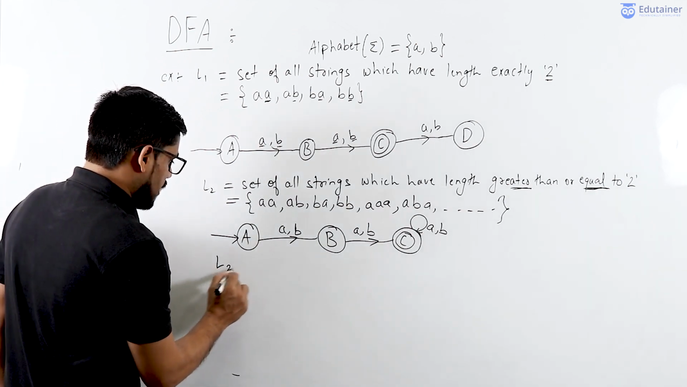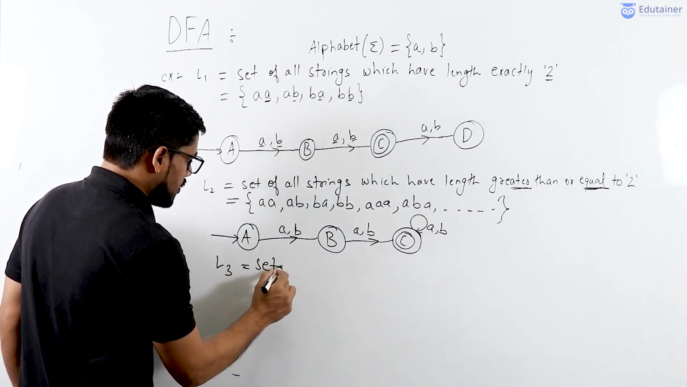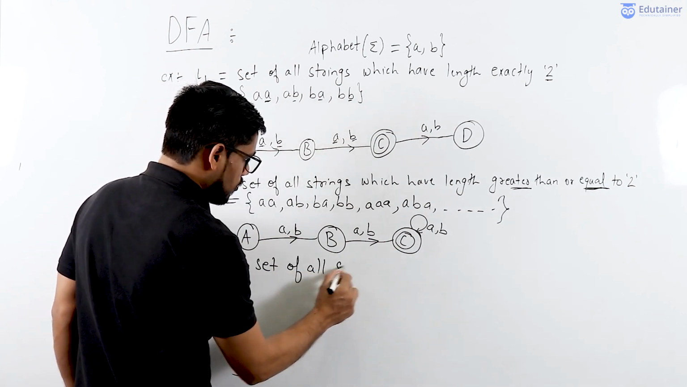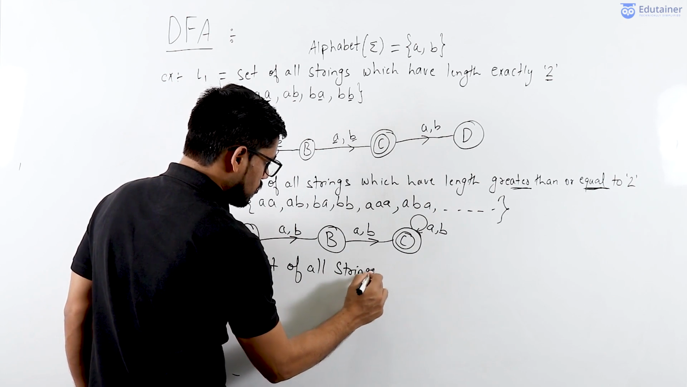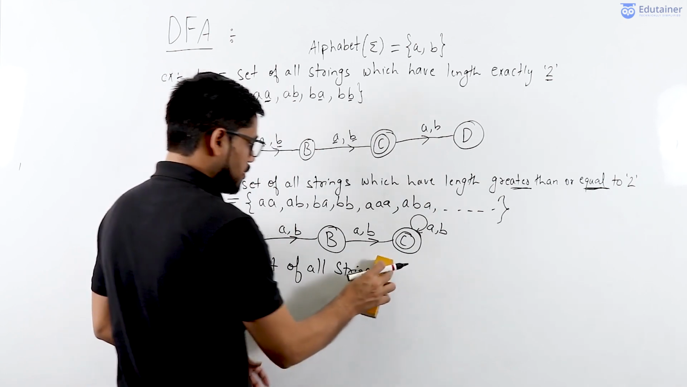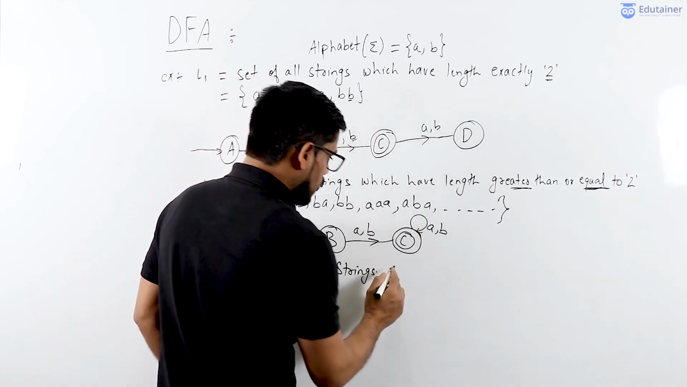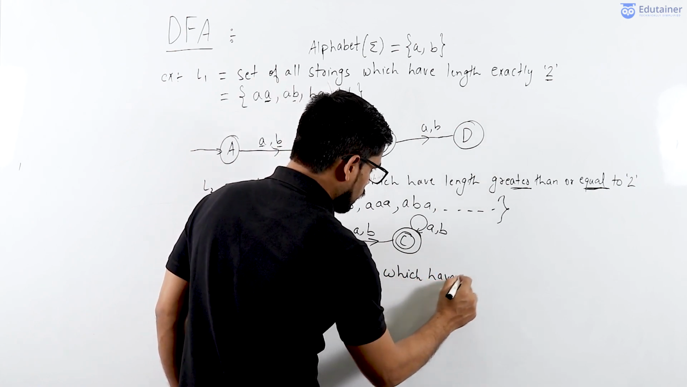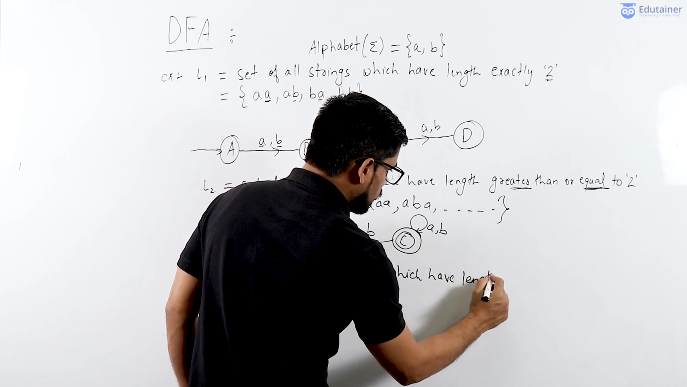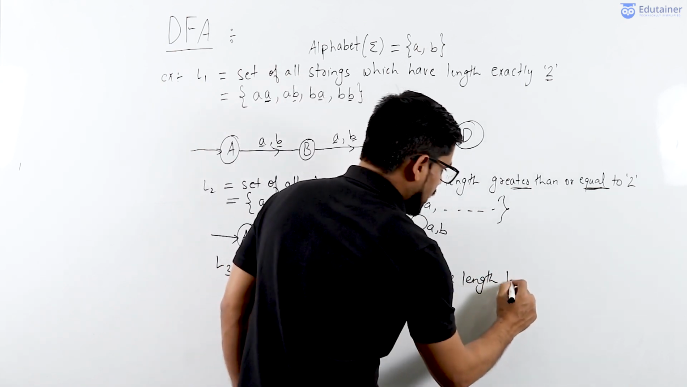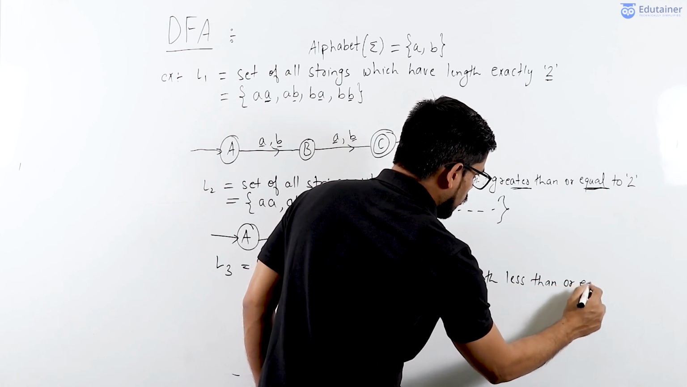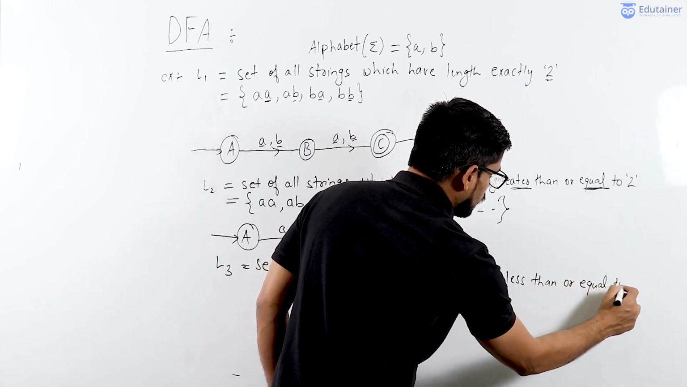Now language L3. Let's say language L3 is set of all strings which have length less than or equal to 2.